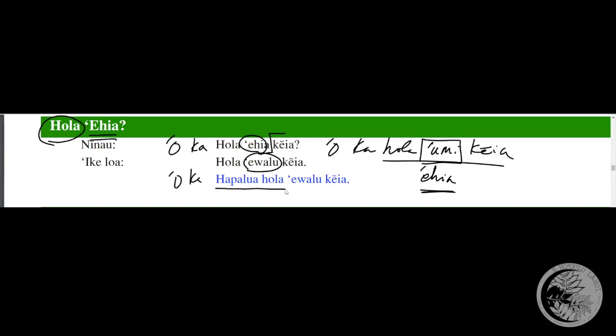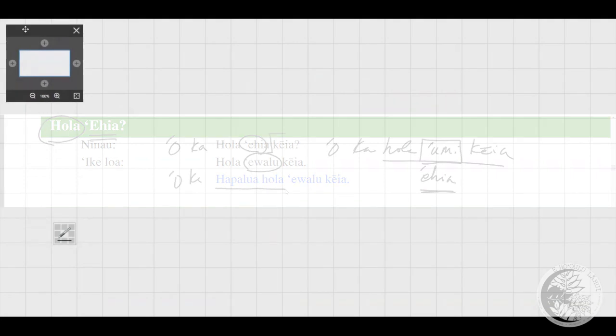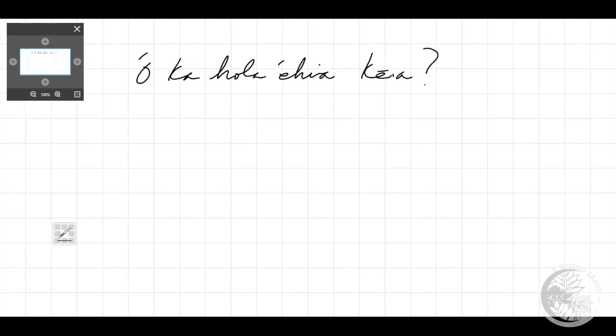So let's look at some real examples on the whiteboard. On this whiteboard here, some of the examples, again going back to the basic question. Oka Hola ʻEhia Kaʻeo, as a question. And again, ʻEhia, meaning how many. And in a simple response, I could say, Oka Hola Umi Kaʻeo, means it's 10 o'clock. Ka Hola Umi, 10 o'clock. I could say Oka Hola ʻElua, it's 2 o'clock.